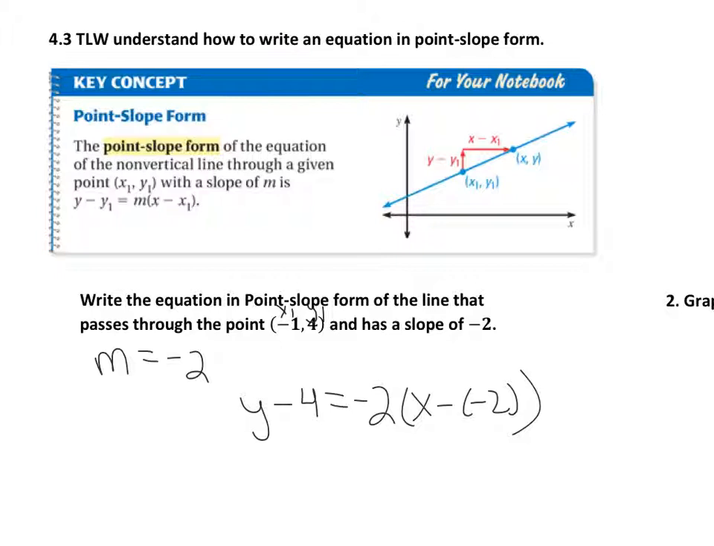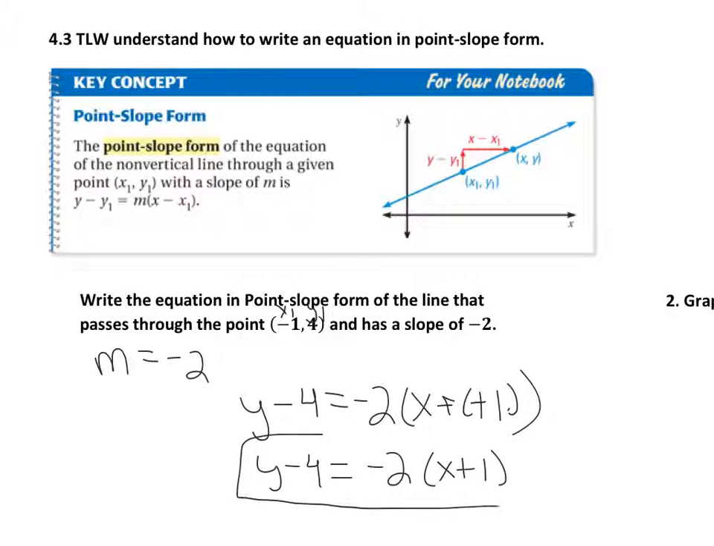Oh, not negative 2. Negative 1, because that is the x1. Change this to plus, so I get y minus 4 equals negative 2 times (x plus 1). And you are done. Okay?